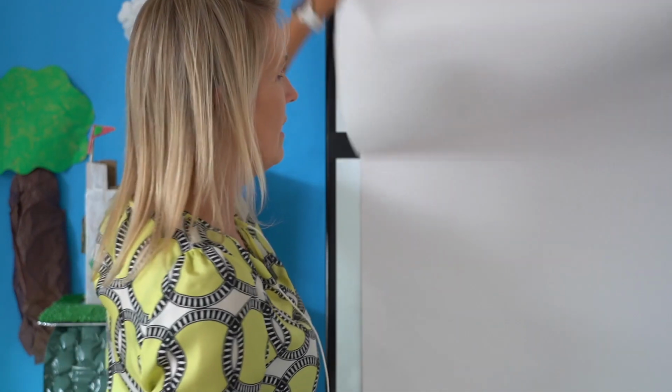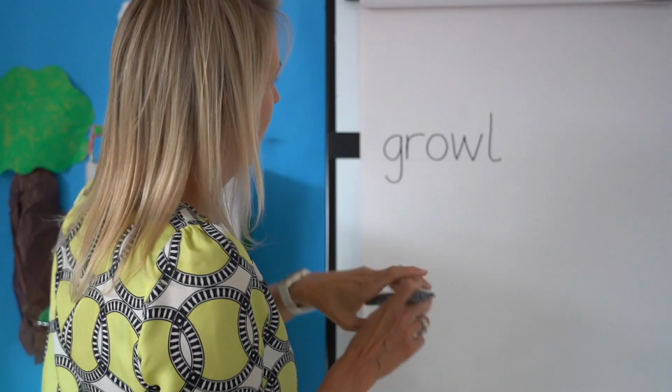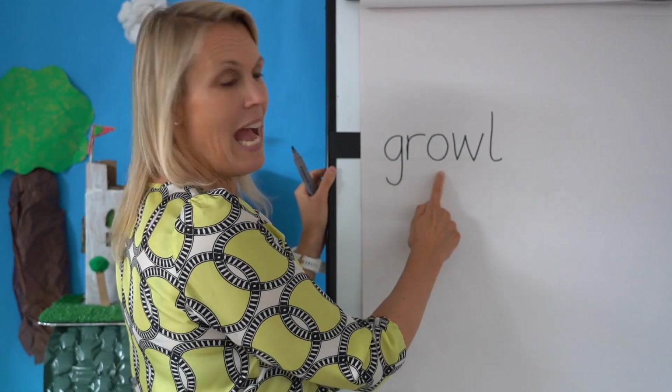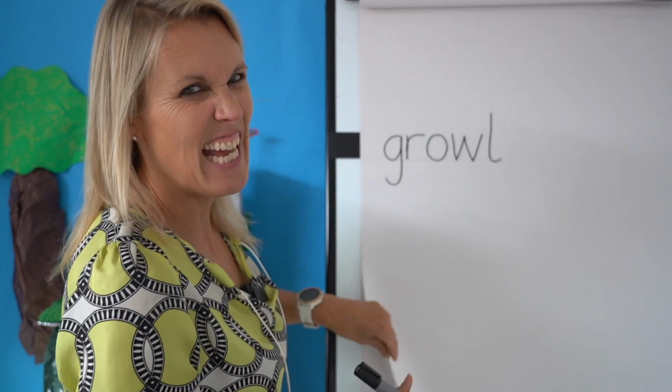Let's hide the word. Now you have a go. Say the word. Say the sounds. Write them down. You got them all. Let's check our spelling. Show me your spelling. Let's check mine. G, R, ow, ul, growl. Did you get it right? Fantastic.